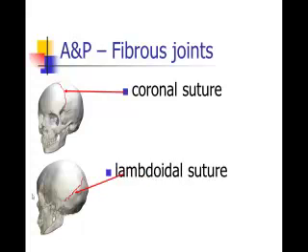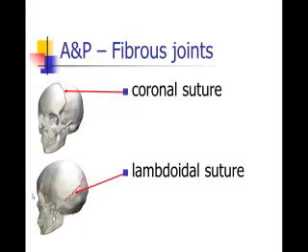We have a lambdoidal suture. That's not actually how you say it, but that's how Pansy likes to say it because it helps her spell it. So the lambdoidal suture looks like a lambda, the Greek letter lambda. Capital lambda looks like an upside down V.